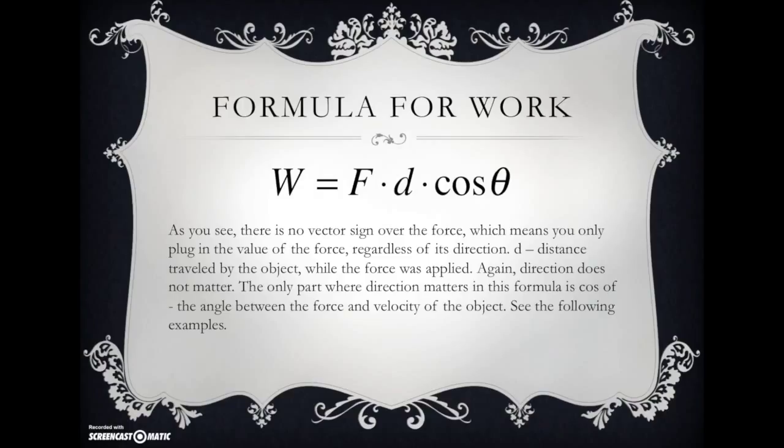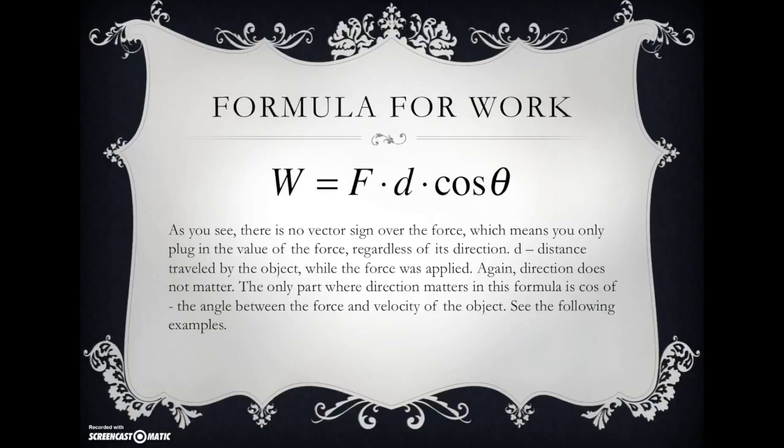So for example, if you're finding the work of gravity and you know that the force of gravity is downward, that does not matter. You're not going to multiply mass by negative 9.8 or negative 10. You're just going to take mass times 9.8 or times 10, and that will be your force. Or for force of friction, you just use the force of friction as is. You don't have to put a minus in there or anything like that.